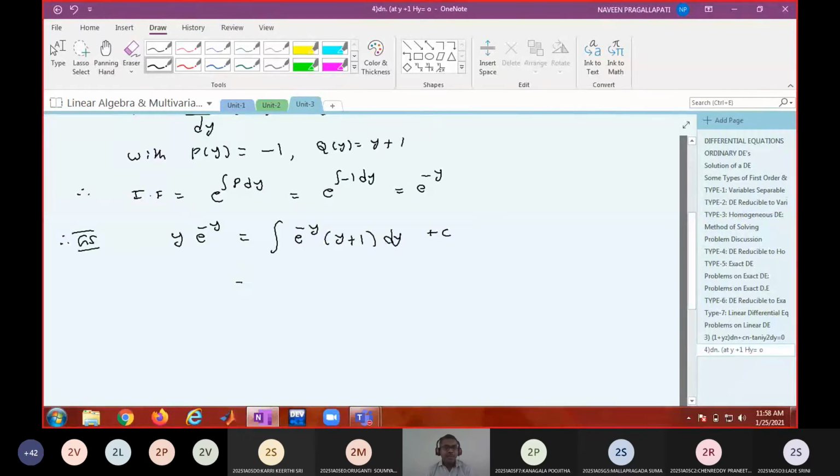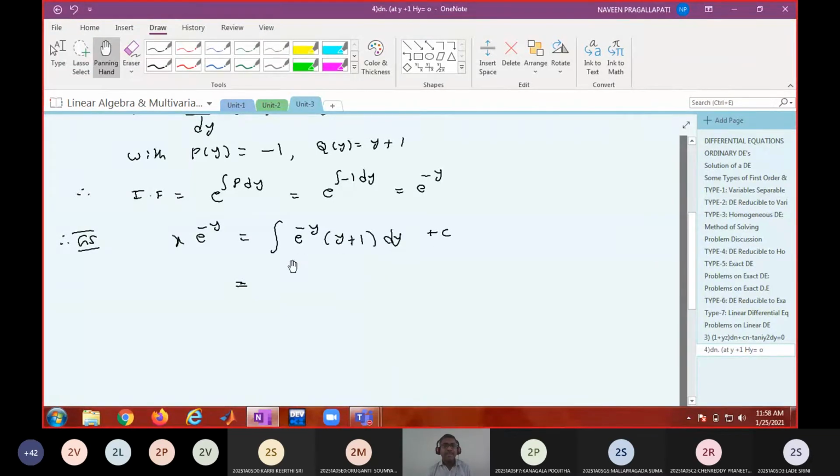I shared you the formulas list. Did I? Sir, x into e power minus y, sir. Exactly, you are right. Why? Because I had to write the dependent variable into the integrating factor. I agree with you. So this has to be x into integrating factor equal to the integral of integrating factor into Q of y dy plus c.